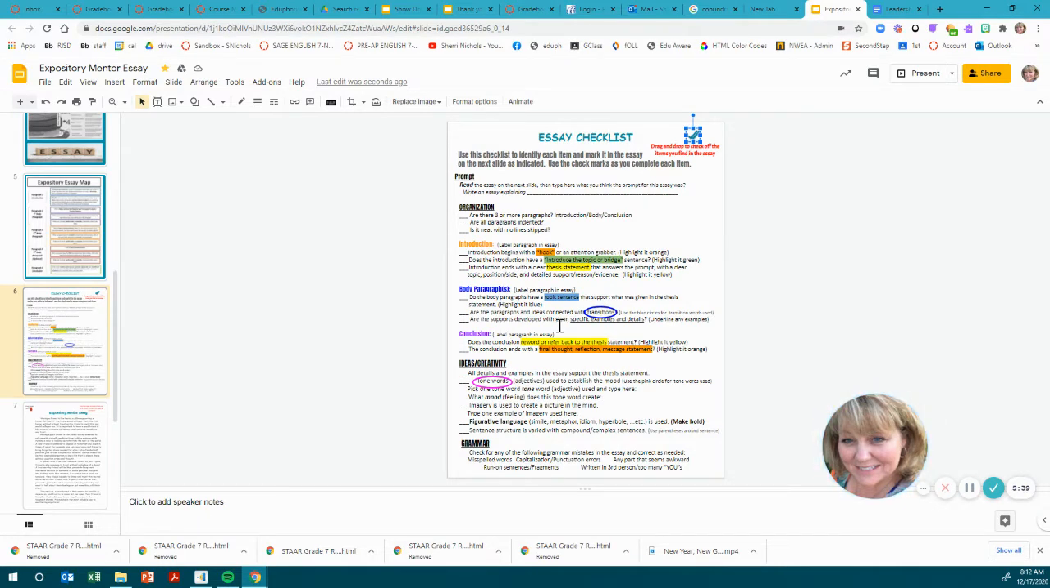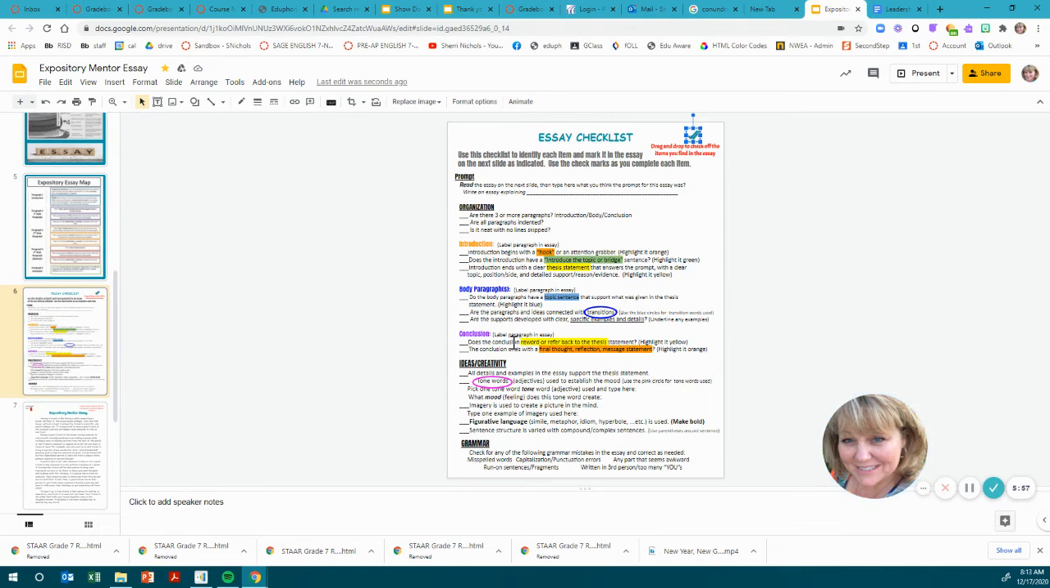Are the supports developed with clear, specific examples and details? And you will underline any examples. Your conclusion, so label paragraph in the essay. So does the conclusion word refer back to the thesis? And highlight it in yellow.